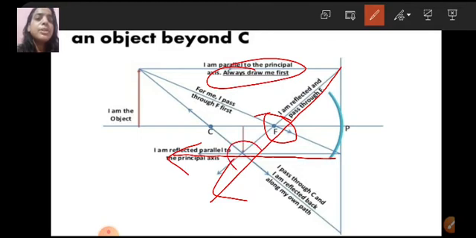Where are all these three rays meeting? You can see they are meeting between the center of curvature and the focus. So the image will be formed at this point only, where these rays are meeting. So what will the nature of the image be? You can see that the image is inverted. It is smaller than the object, and since it is in front of the mirror, it is real.